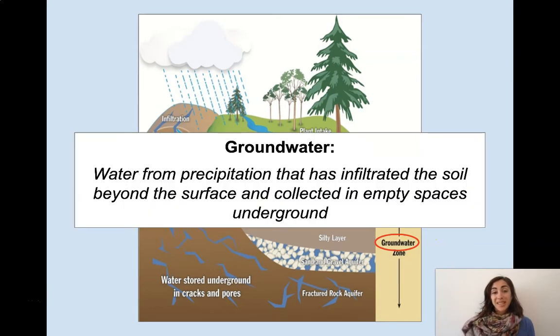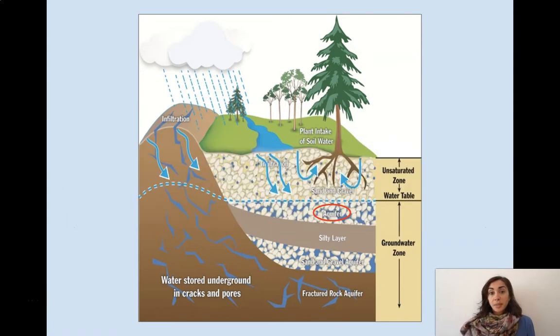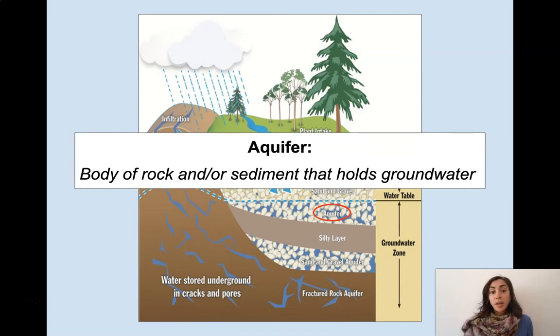So groundwater basically is any water from precipitation that has infiltrated, as we have seen, the soil beyond the surface and collected in empty spaces underground. The space where this water holds the water is called the aquifer. So the aquifer is basically this body of rock and/or sediment that holds the groundwater.